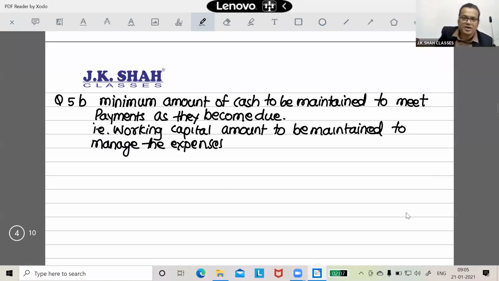Correct? Minimum amount of cash to be maintained to meet the payments as they become due. That is simply, guys, what? Working capital amount to be maintained to manage the expenses.